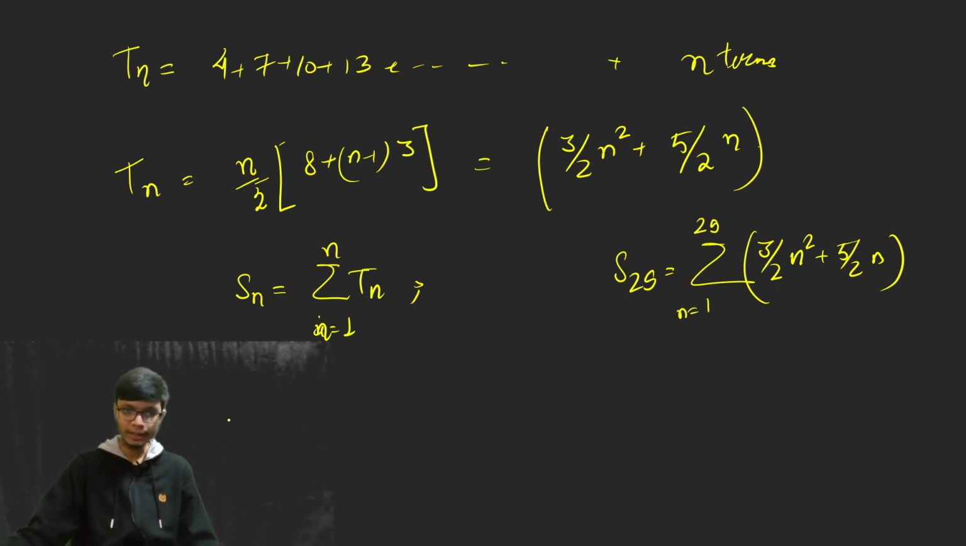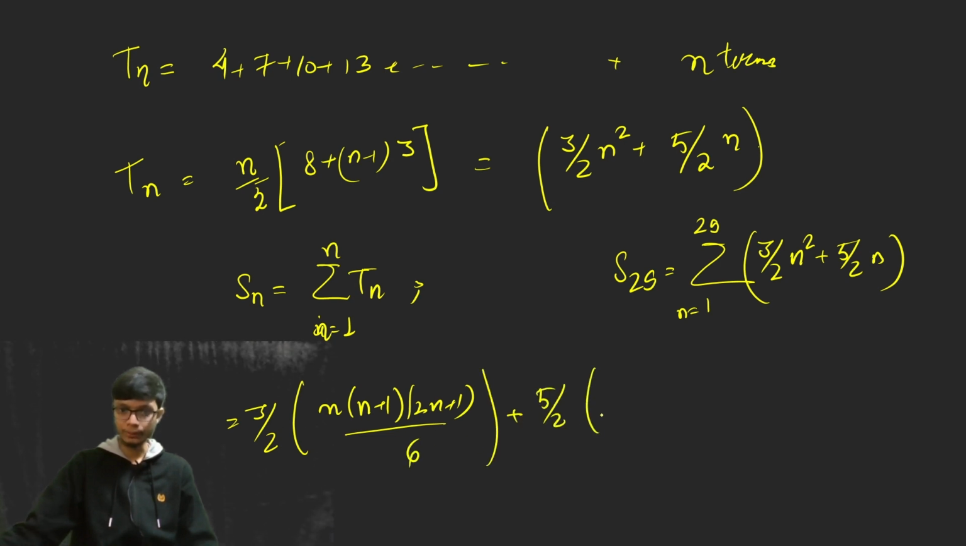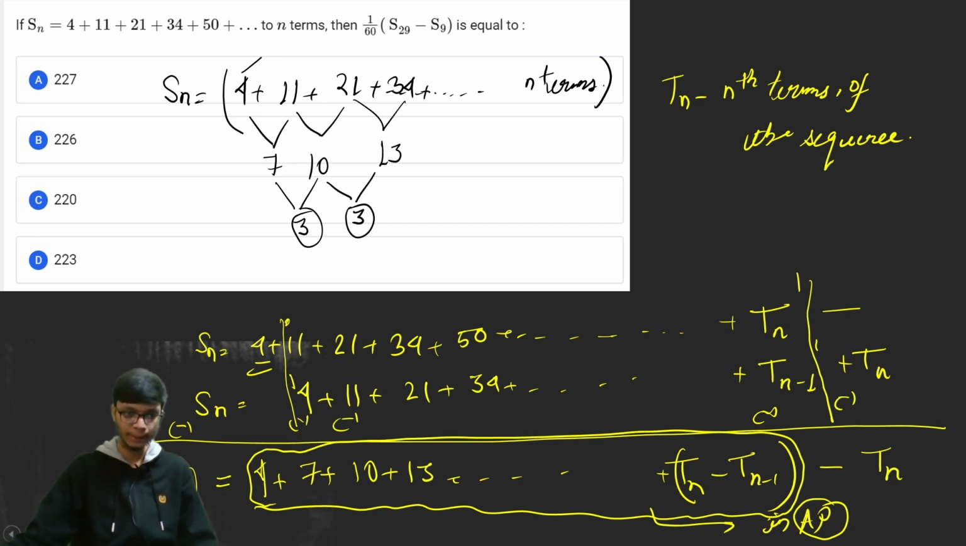From here, if you generally calculate the value, this will be equal to 3 by 2 times the summation of squares of the first n natural numbers, that is n into n plus 1 into 2n plus 1 whole divided by 6, plus 5 by 2 into n into n plus 1 by 2. Now you can put n equal to 29 for S29 and n equal to 9 for S9. This is a fairly simple calculation, so if you put n equal to 29, you'll find the value, and similarly for n equal to 9.